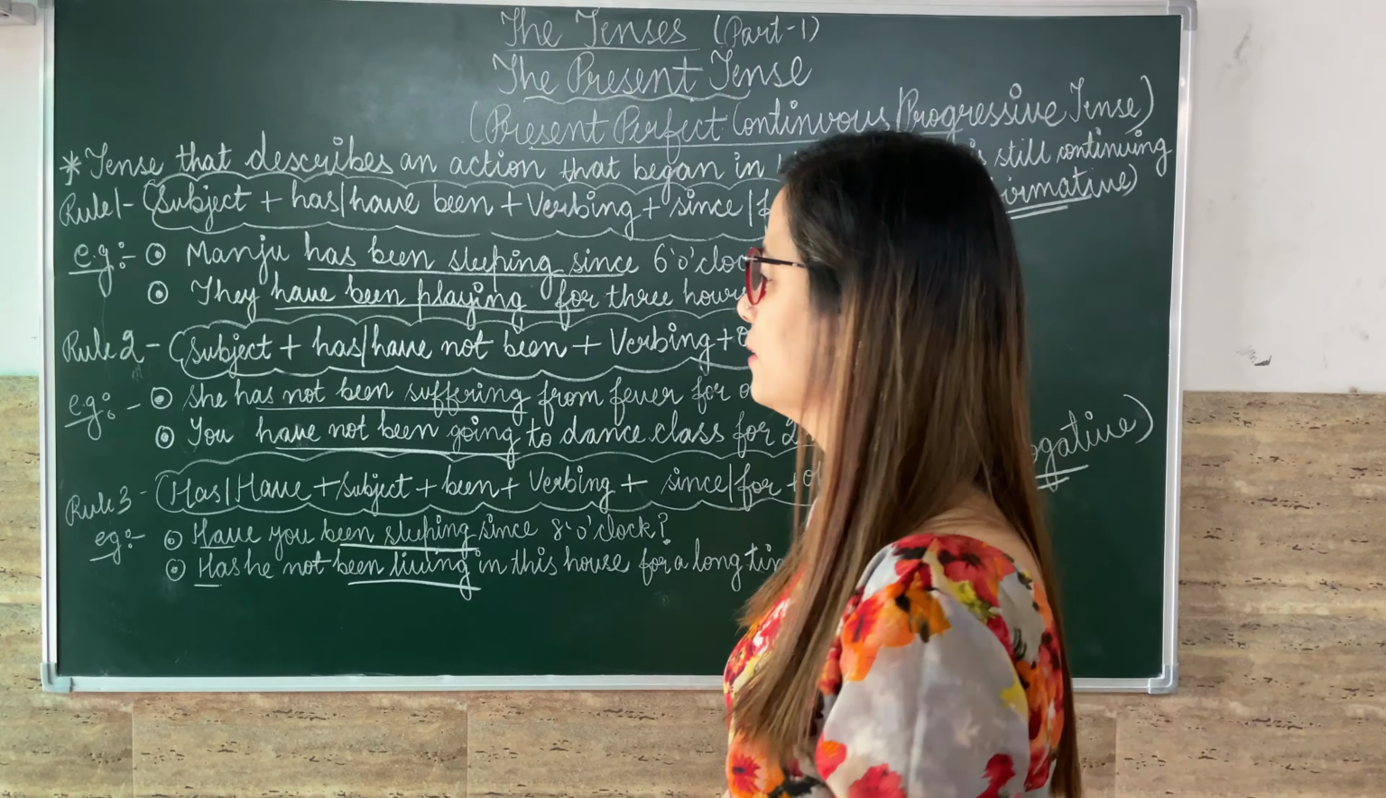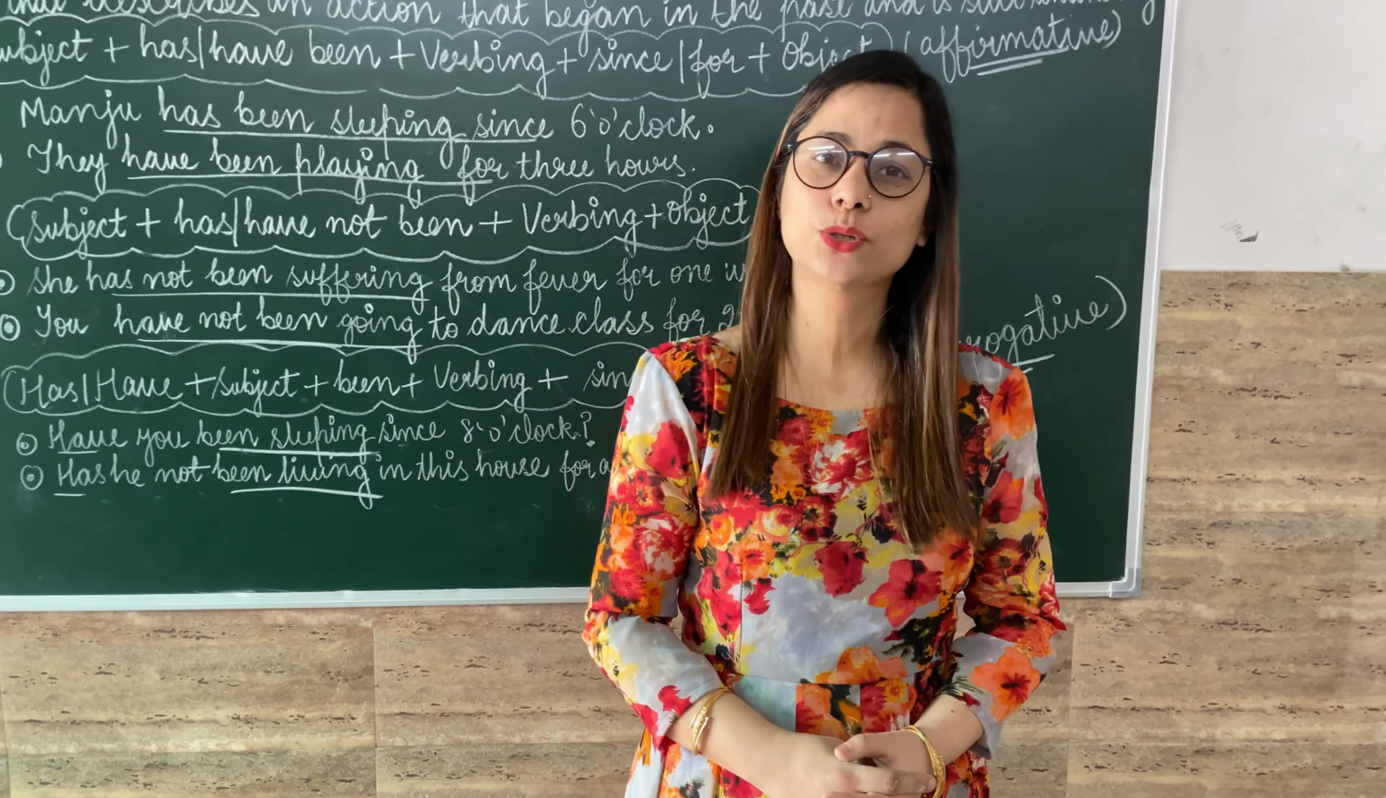Let's see some examples. Have you been sleeping since 8 o'clock? Has he not been living in this house for a long time? So these all are the examples of present perfect progressive or continuous tense. That's all with present perfect continuous tense. Children, I hope you have understood this.